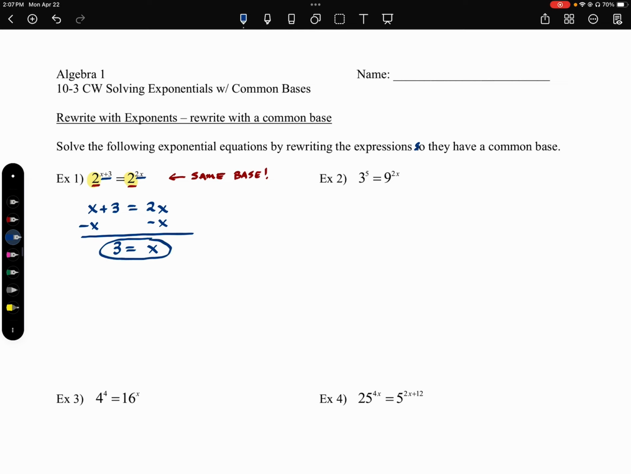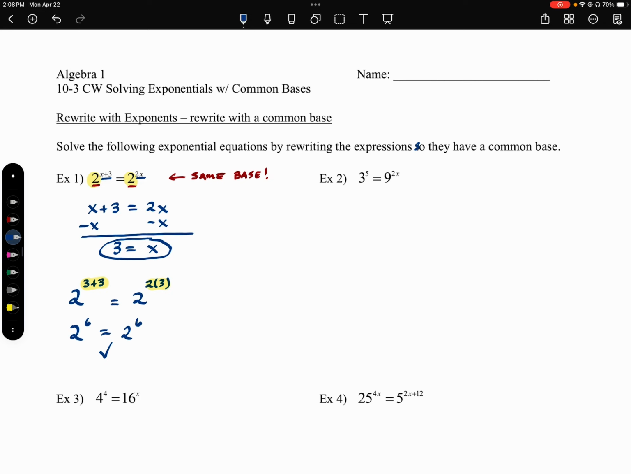Now we can check these just like we checked most of our problems. We can take 3 and substitute it into our original problem. 2 to the power of 3 plus 3 should equal 2 to the power of 2 times 3. If we simplify each of these expressions, you'll see that we end up with 2 to the 6th power equals 2 to the 6th power. On this problem, we don't even need to figure out what 2 to the 6th power is. We already know that this is equal, so that would work out for us.